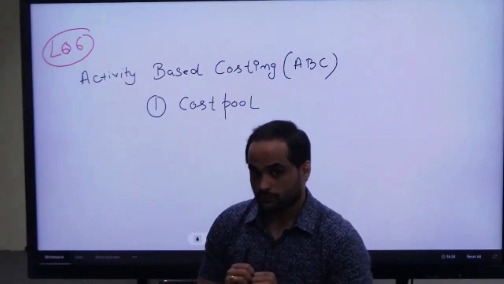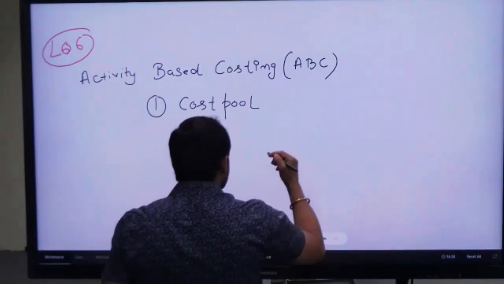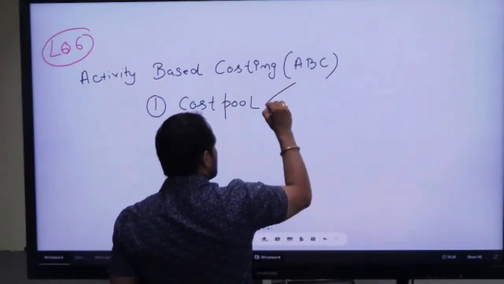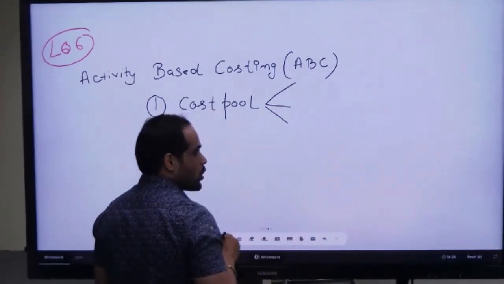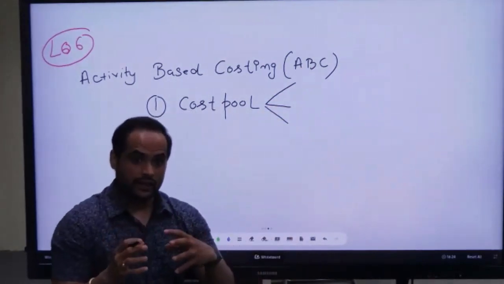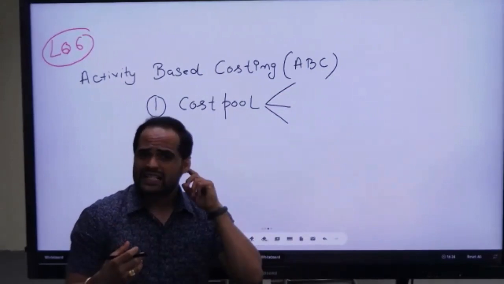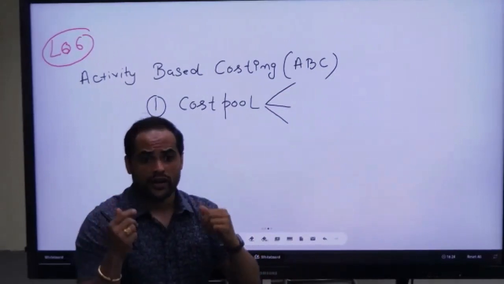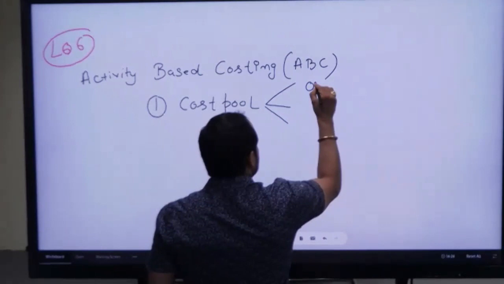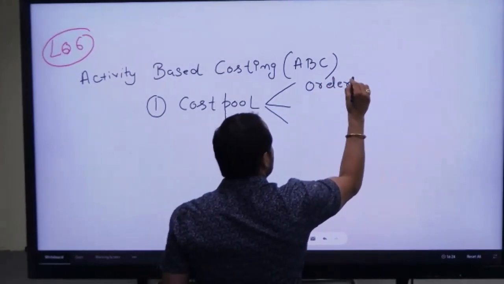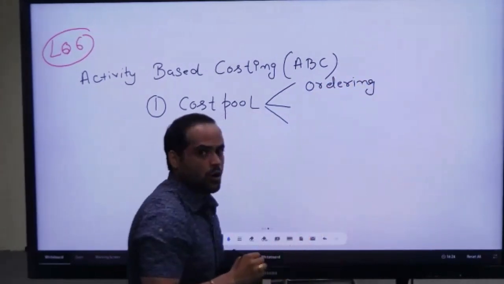For example, we have 3 kinds of activity. For example, activity about ordering. Ordering means order.